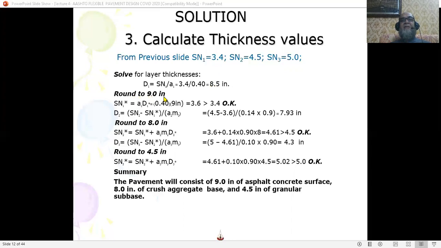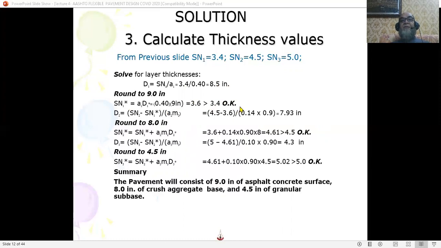Then we again calculate SN1. So 0.40 into 9, this becomes 3.6. Since we have calculated the original as 3.4, and we have now provided a thickness of 9 inches, it becomes 3.6. And this is the requirement that SN1 asterisk, that is SN1 provided, should be greater than SN1 calculated. And this value is 3.6 and it is obviously greater than 3.4, so we can proceed ahead.